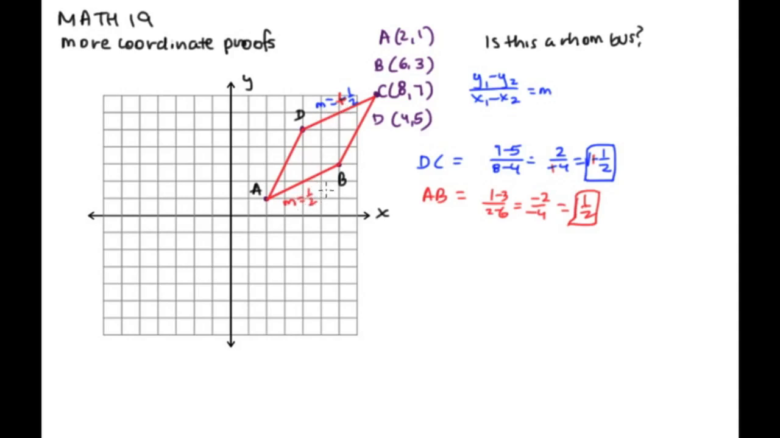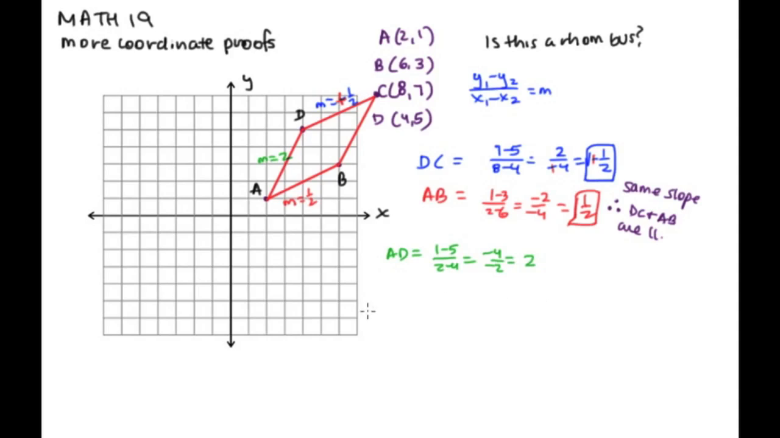Now, as you see, DC and AB both have the same slope. So therefore, DC and AB are parallel. Now let's switch to a lighter color and try the other pair, DA. So AD is going to be 1 minus 5 over 2 minus 4. This is negative 4 and this is negative 2. So that simplifies to 2 as our slope. M equals 2.